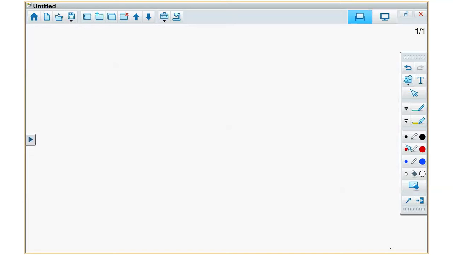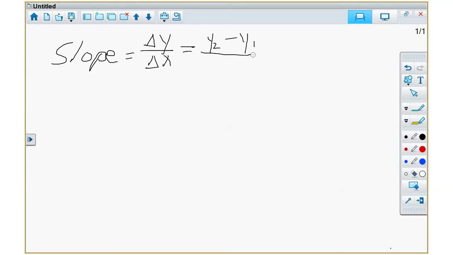Slope. We all know that the slope is delta y over delta x. And y'all have been, and this is 2.1 and 2.2, delta y over delta x. And of course that is also y sub 2 minus y sub 1 over x sub 2 minus x sub 1. Y'all know that, okay? That's also called the rate of change. Slope is also called the rate of change. You need to write that down.